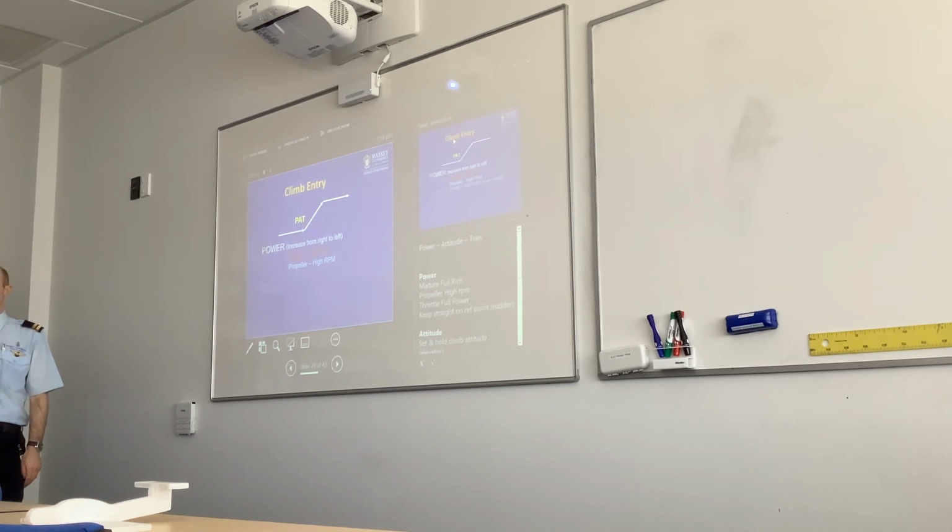Ah, yes, to the left. So what will you need to do? Because remember, we're trying to climb in a straight line here. So I should have mentioned that as well, pick a reference point, right? So we'll need to apply some right rudder as we go through to full power, keeping the wings level as well. Then we will raise the nose to the climb attitude.